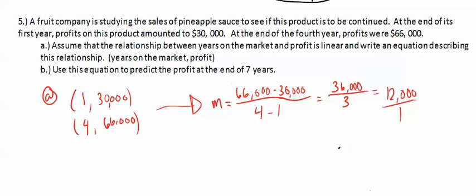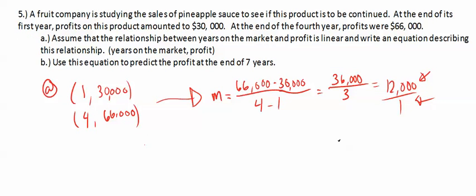Again, take a minute and figure out what the slope means in relationship to our problem. What does the 12,000 mean versus the 1? What you should come up with, and you should write this down, is that sales profits will increase $12,000 for every year added to the market. So after every year, you can expect $12,000.